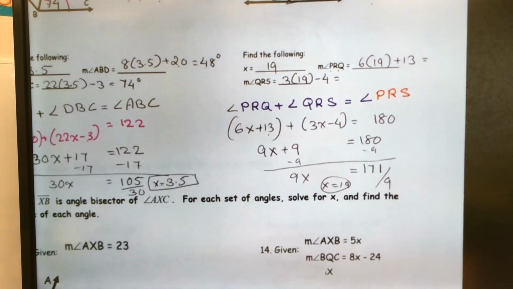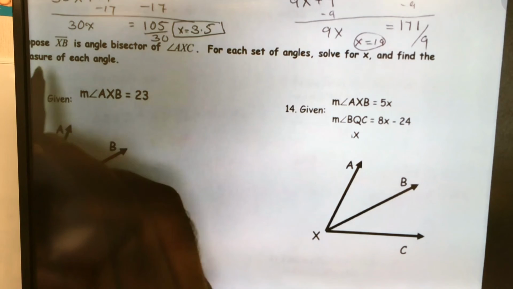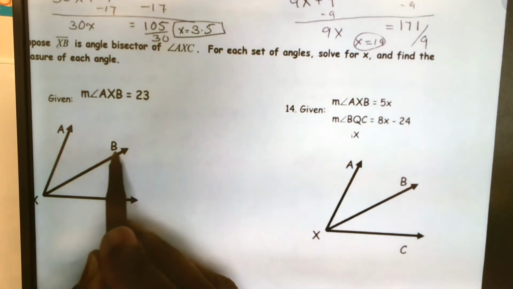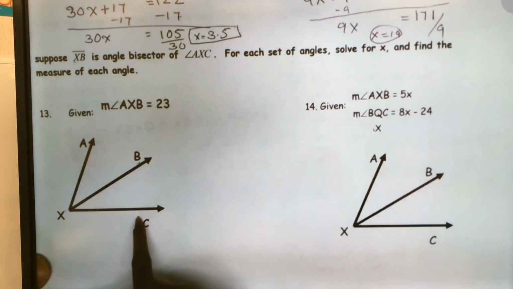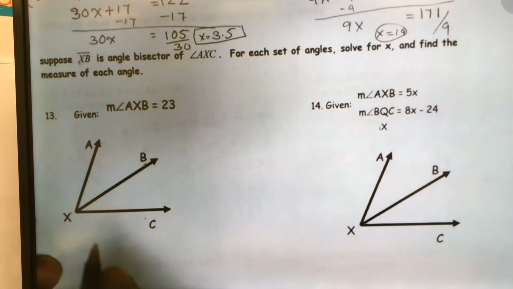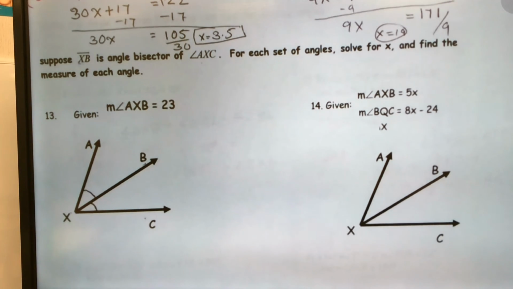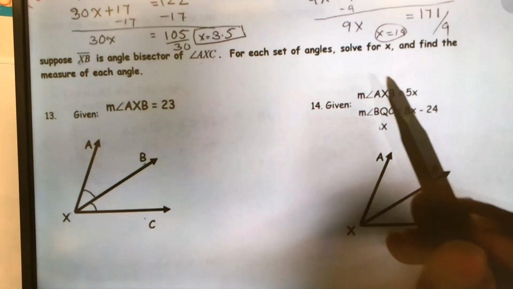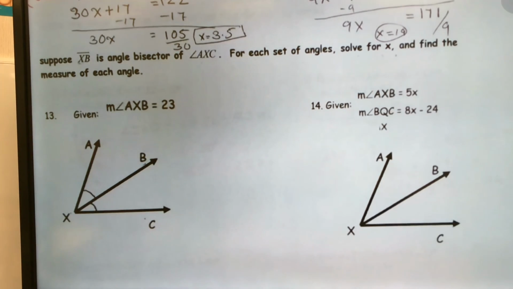So the next question is, suppose XB is a bisector of angle AXC. Bisector means cut into two equal pieces. That means this angle and this angle are congruent. So solve for x and find the measure of each angle.